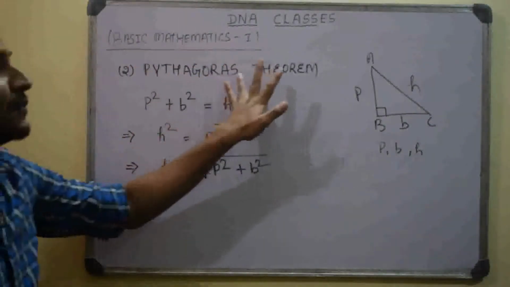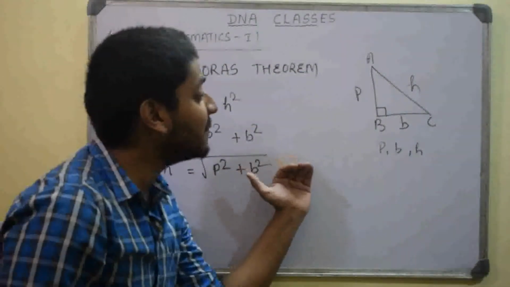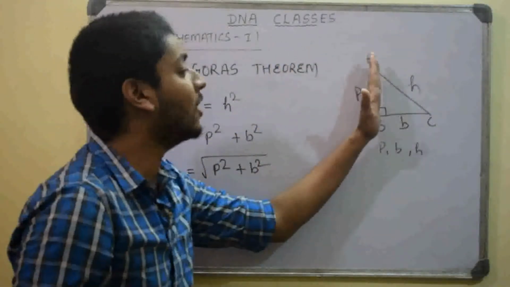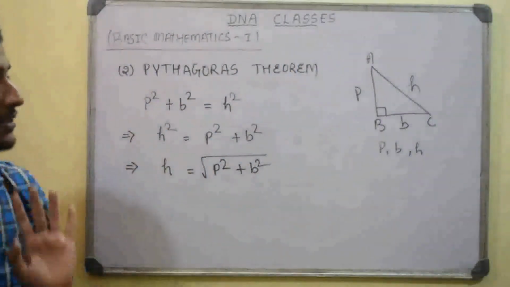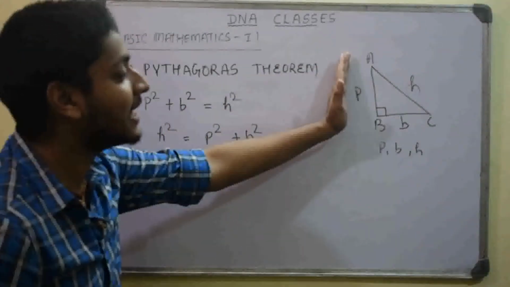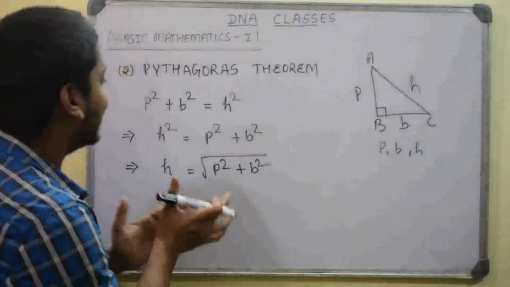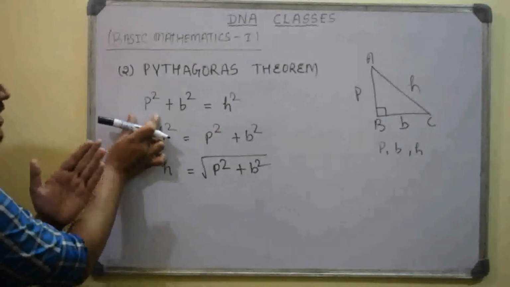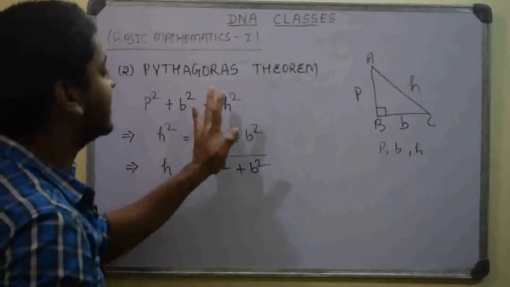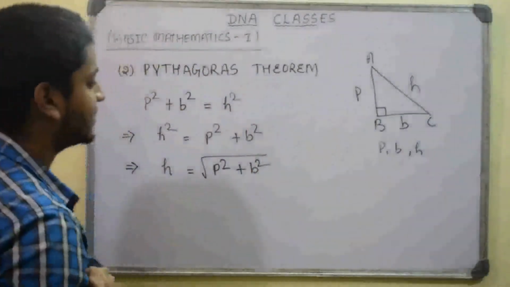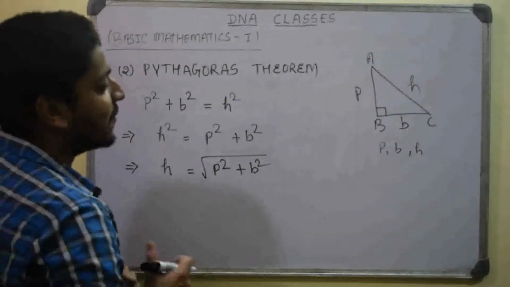So, what is Pythagoras Theorem? First of all, we can apply this in only right angle triangle. This is the first condition. Second, if it is a right angle triangle, then the Pythagoras Theorem states that P squared, means perpendicular squared, plus square of base is equal to the square of hypotenuse. So guys, this was Pythagoras Theorem.